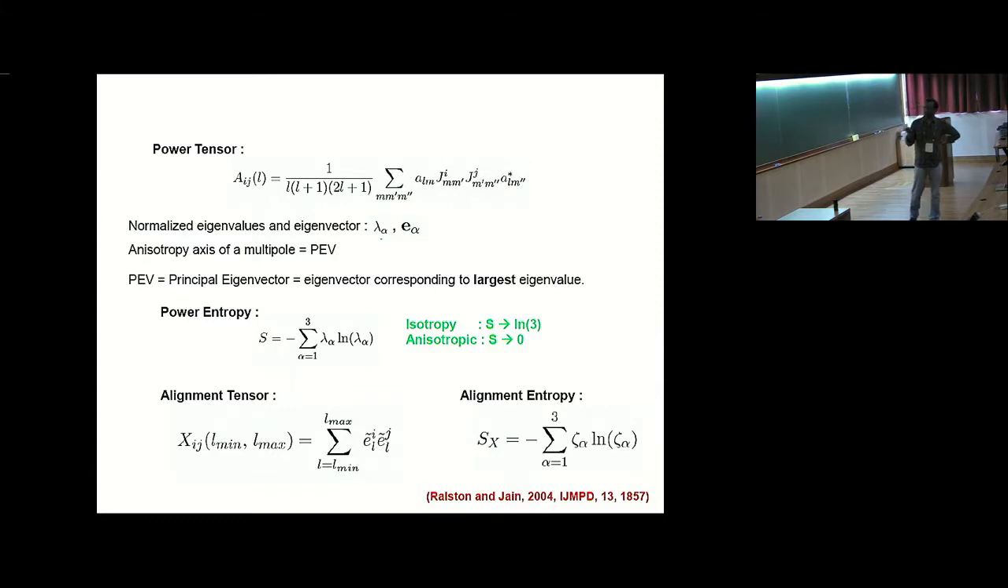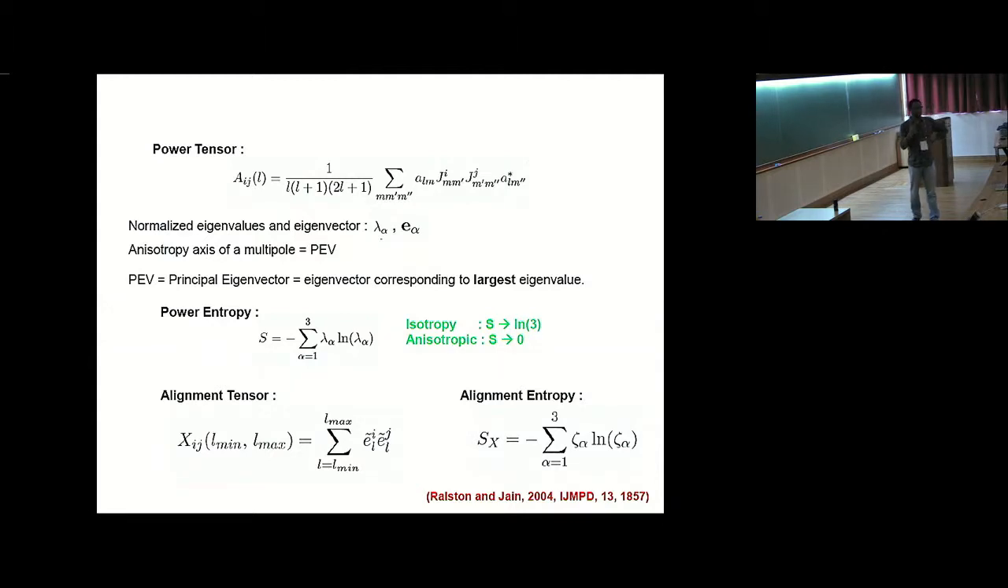Analogously, in a given realization you will always get an axis, but what is the significance of that axis? That is essentially given by the deformation of this ellipsoid. To characterize that, we use what is called the power entropy, which is essentially the usual definition of entropy, p_k log p_k, but here we are using these normalized eigenvalues.